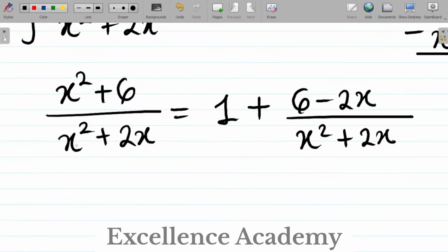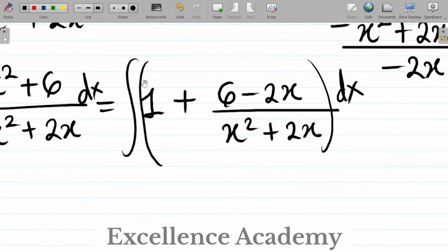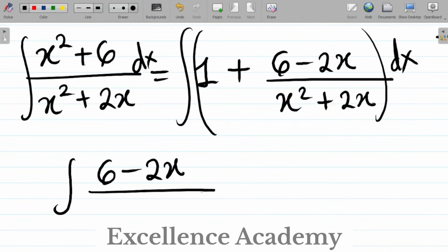Of course, to complete this, all I have to do is put the integration sign here, dx. It's equal to the integral of all of this thing here, dx. Now, integrating 1 is not an issue. If I integrate 1, I'll have x. The issue now is integrating this one here. So I'll keep this steady, and I'll just pick up this one here. That's where the issue is. So it becomes the integral of 6 minus 2x all over x squared plus 2x dx.